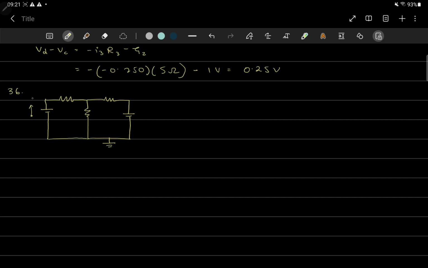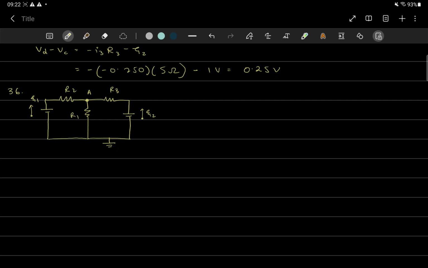Now you have an initial EMF in this direction, let's call that zeta 1. This is R2, this is denoted as node A. This is R3, this is R1, and this is zeta 2, which is in the direction of upwards, the EMF. Okay, so now this is what you have as your circuit.